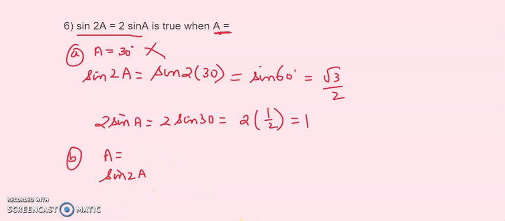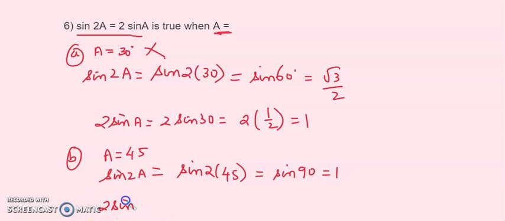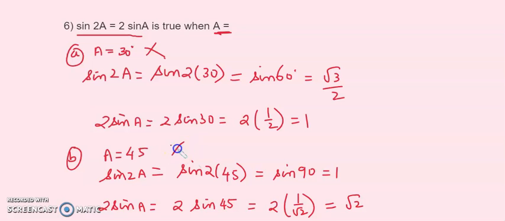So 45, which will give me sine 2 times 45, which is sine 90, which is 1. Whereas 2 sine A is equal to 2 sine 45, which is 2 times 1 over root 2, which is root 2. No, it's also not going to work.